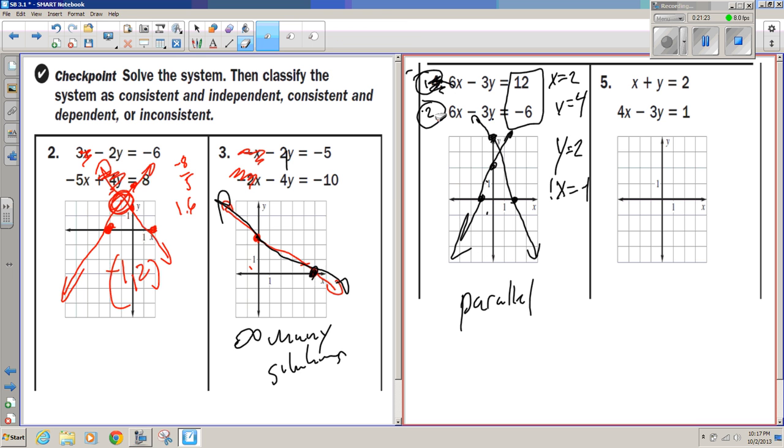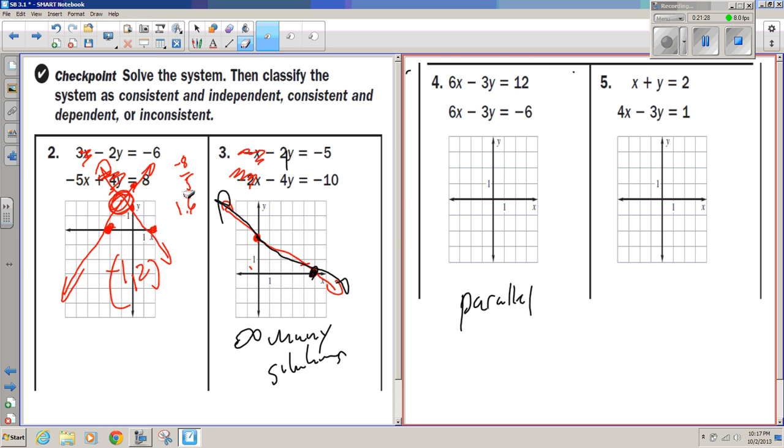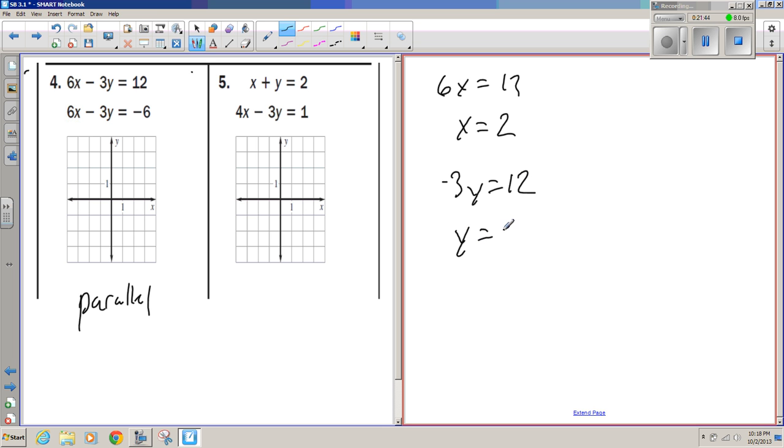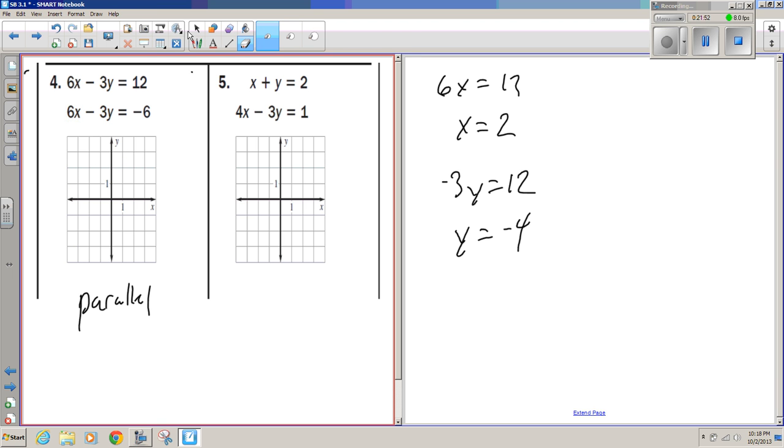So I told you that these would be parallel, so let's see what mistake I made. Let's start over. Let's give ourselves some extra room. So for line number 1, 6x should equal 12, so my x-intercept is 2. Negative 3y equals 12, so my y-intercept should be negative 4. So the y-intercept is negative 4. The x-intercept is 2.